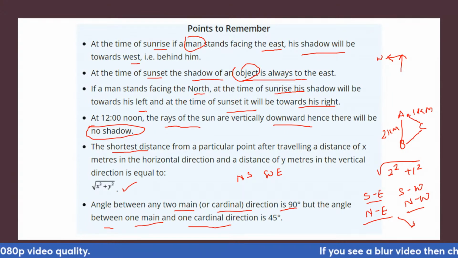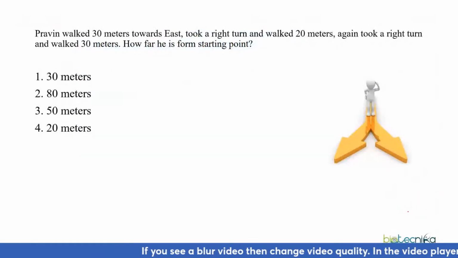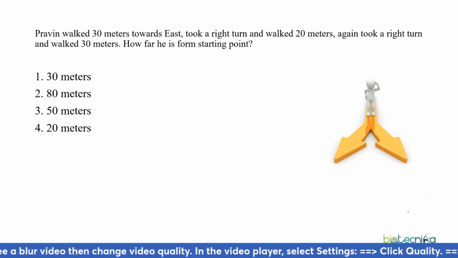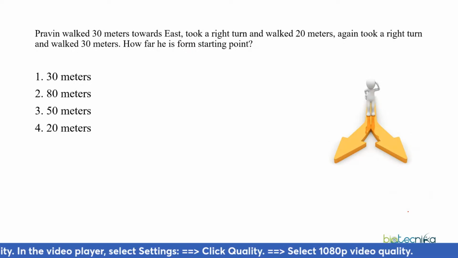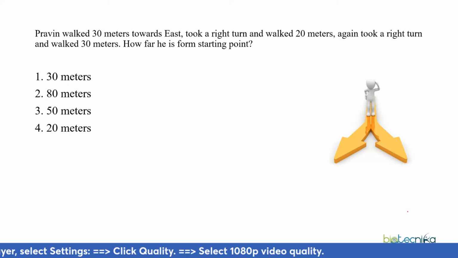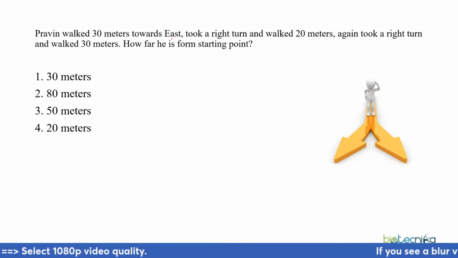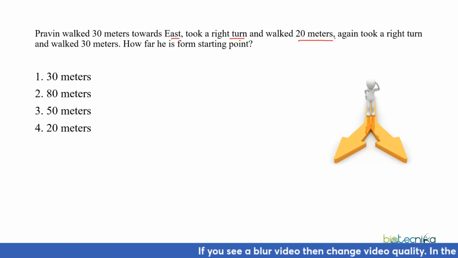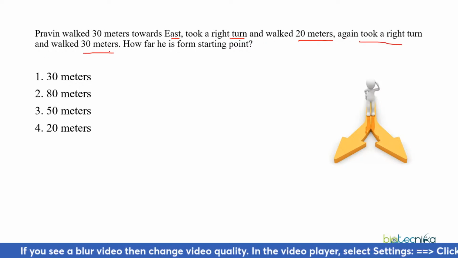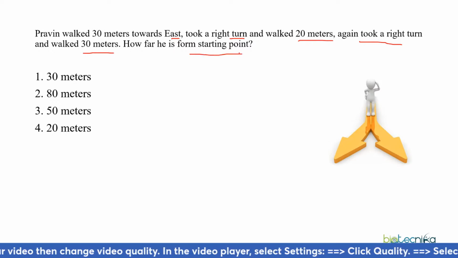Okay, so next, let's solve the questions based upon this. Now here comes the first question. It says Praveen walked 30 meters towards east. So there is a person and he's walking 30 meters towards east and took a right turn and walked 20 meters, and again took a right turn and walked 30 meters. Then how far is he from the starting point?